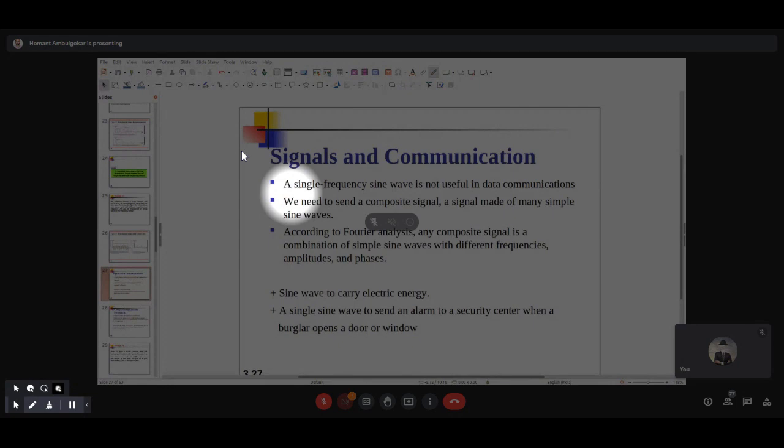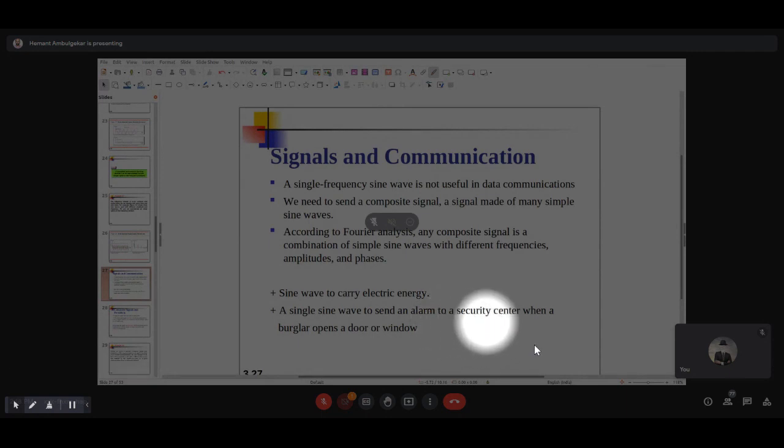So for data communication, we need a composite signal. A single sine wave is not enough. A composite signal consisting of many simple sine waves is required in data communication. As per Fourier, a composite signal is a combination of simple sine waves with different frequencies, different amplitudes and different phases.